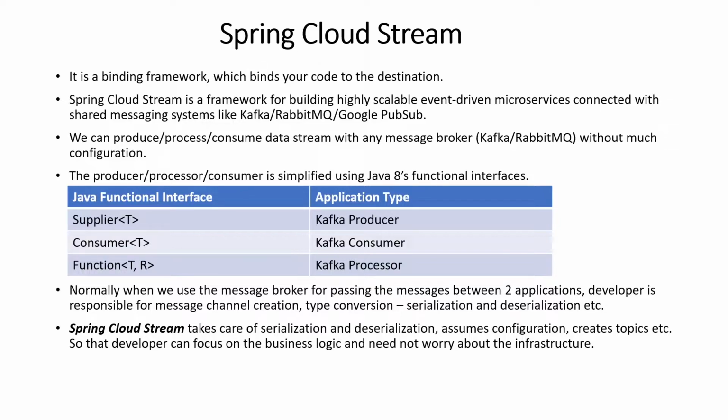So that is what it says over here. We can produce, process, and consume data streams with any message broker, be it Kafka, RabbitMQ, or Google PubSub. And there is no configuration or very little configuration required when you use Spring Cloud Stream. So let's move to the next one. The producer, processor, and consumer are simplified using Java 8's functional interfaces.